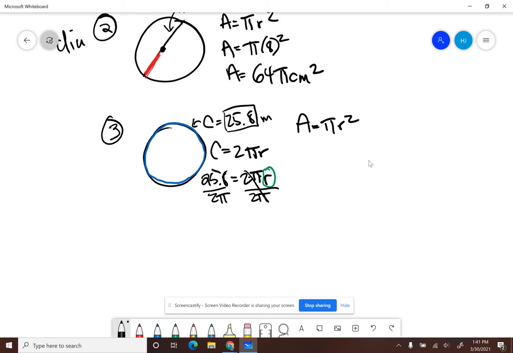We have 25.8 divided by 2, and then divide that by 3.14 for pi. And let's see. We should come up to 4.1. We're just going to round that out. And now I have what I need to put into my formula, right? Area equals pi r squared. So area equals pi times 4.1 squared.